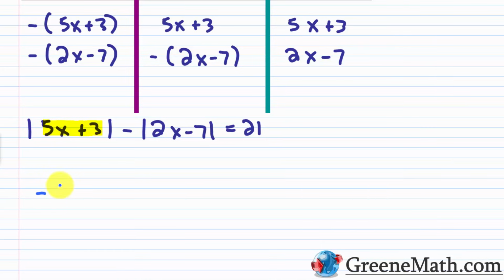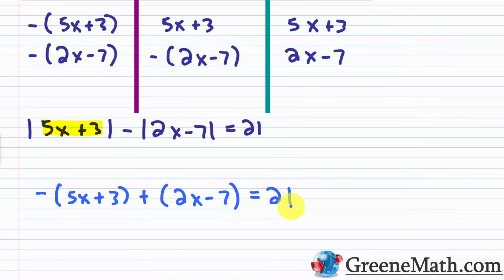So I'm going to have the negative of 5x plus 3. And then minus, you've got to be very careful because this is a minus here, and then you're putting a negative out in front. So minus a negative is really plus a positive, right? So minus a negative, and then times the quantity 2x minus 7, I'm going to put plus 2x minus 7. Okay, and then this equals 21.